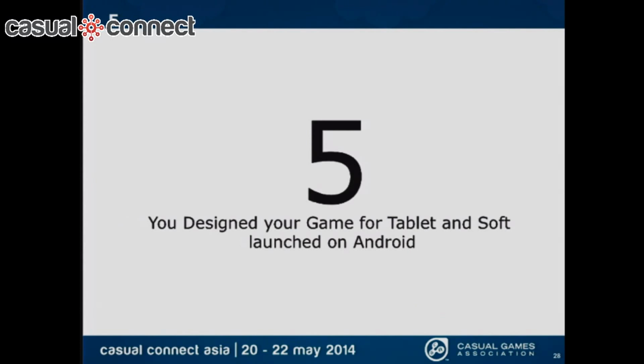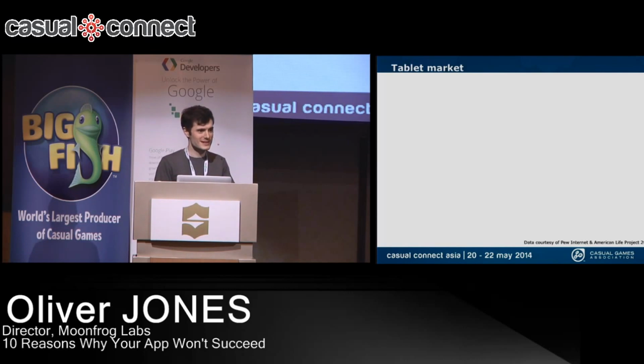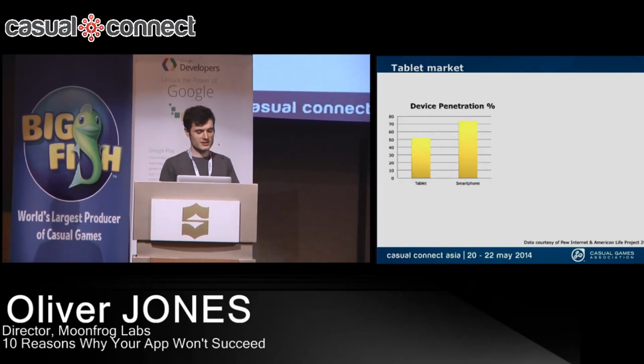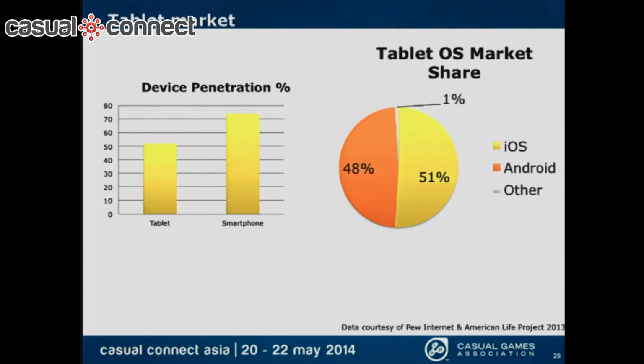This one isn't a reason you'll fail. It's actually a reason you'll stumble. So it makes sense these days, when looking at tablet penetration versus smartphone and monetization on tablet, for a developer to go ahead and target a game towards tablet. And then when it comes to the soft launch phase, you'll think, hey, I should be soft launching on a tablet device, possibly on Android, and the data may indicate that that is a sound strategy.